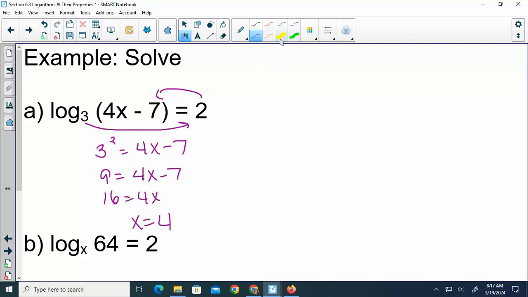What we're really checking is that with a log, both the base and the argument have to be positive numbers. So you need to make sure that when you plug in your x, you're not giving a negative base or a negative argument. If I put in 4, 16 minus 7 is positive, so we're good. If it gave me a negative, then it would be no solution.